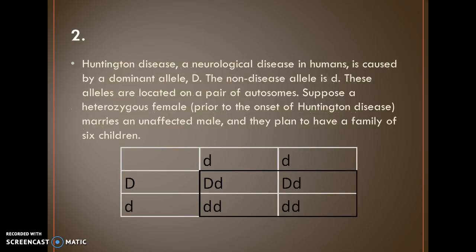So number 2. Huntington disease, a neurological disease in humans, is caused by a dominant allele, D. The non-disease allele is small d. These alleles are located on a pair of autosomes. Suppose a heterozygous female, prior to the onset of Huntington disease, marries an unaffected male, and they plan to have a family of 6 children. So here's the Punnett square that I drew up for the 2 parents. So we got half with Huntington disease and half without.